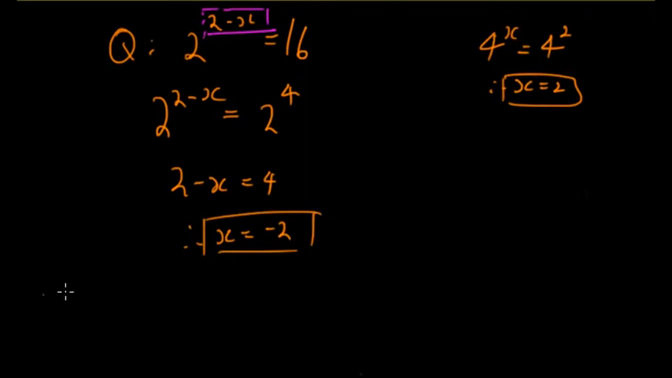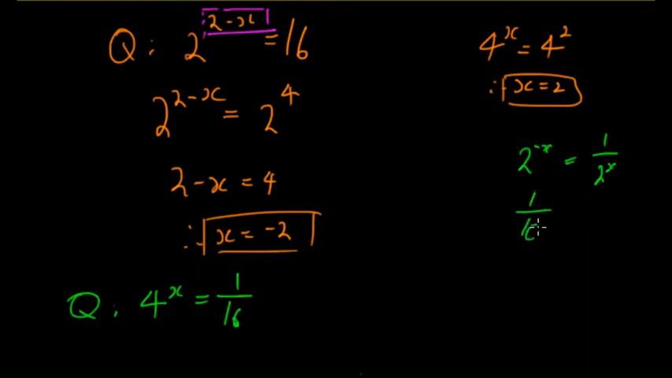Another example is if it was 4 to the x is equal to 1 on 16. So with this one, you may times 16 over or something like that. However, the easiest way is to recognize that 1 on 16 is when you have a negative exponential, so let's say 2 to the negative x, this is equal to 1 on 2 to the x. So 1 on 16 is equal to 1 on 2 to the 4. And then 1 on 2 to the 4 is equal to 2 to the negative 4. So that means we can get 4 to the x is equal to 2 to the negative 4.